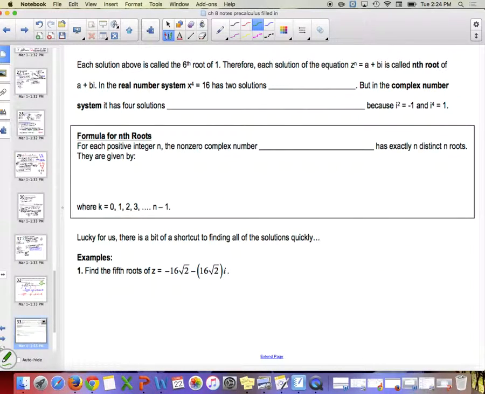It says each solution above is called a 6th root of 1. Therefore, each solution of the equation is called an nth root of a plus bi. In the real number system, if I had x to the 4th equals 16, how many real solutions would I have? I would just have 2, the number 2 and negative 2, right? But in the complex number system, it actually has 4 solutions. Those 4 solutions are going to be 2, negative 2, 2i, and negative 2i.